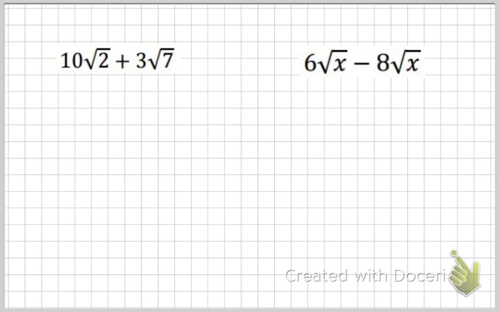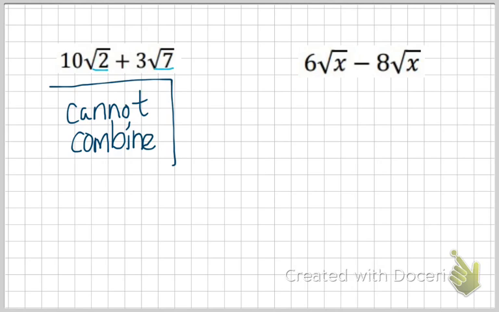Next, here we have 10 square root of 2 plus 3 square root of 7. They have the same indices, but they do not have the same radicand. So, what we do with this problem is simply state that we cannot combine. Our calculators can do this. Us, algebraically, we cannot do it. So there's nothing we can do about that problem.